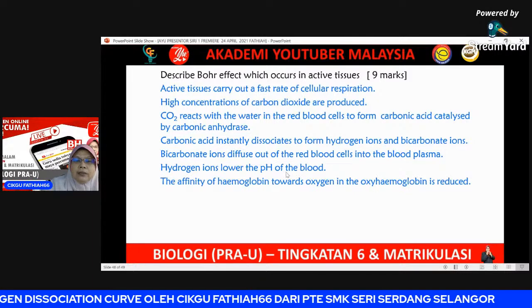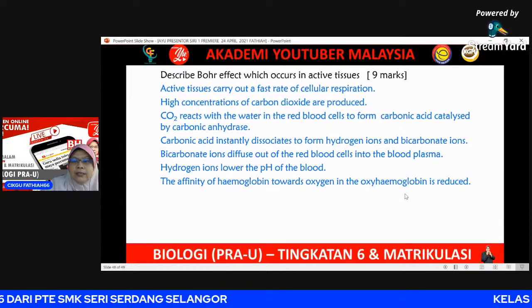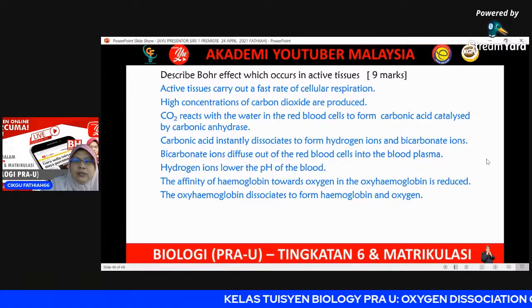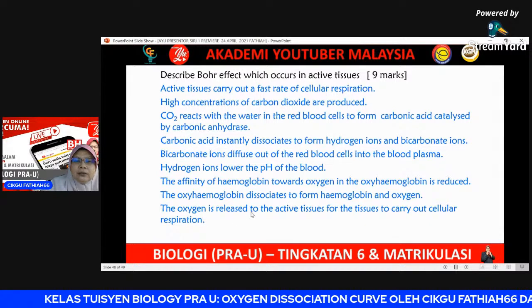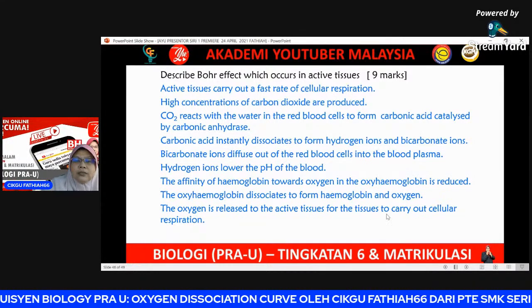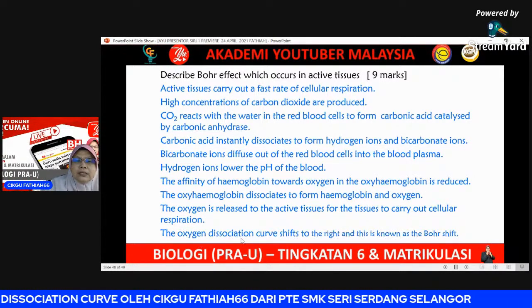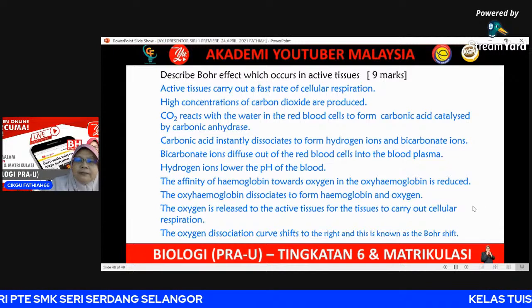Because the pH of the blood is lower, the affinity of hemoglobin to oxygen in the oxyhemoglobin is reduced. Then oxyhemoglobin dissociates to form hemoglobin and oxygen. So oxygen is released to the active tissue for the tissue to carry out cellular respiration. So the oxygen dissociation curve shifts to the right. This is known as the Bohr effect or Bohr shift.